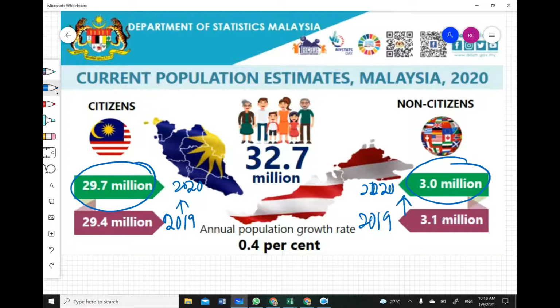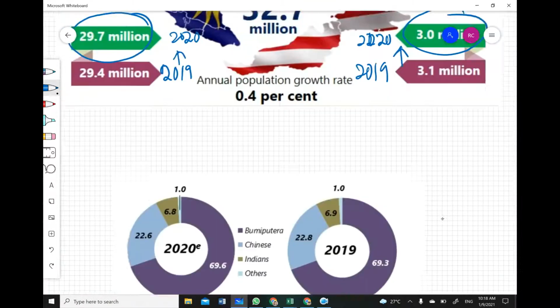Who are the non-citizens, do you know or not? Any idea? For example, the workers that you can see in West Malaysia, there are a lot. For example, the Bangladesh workers, and then those from the Philippines, and a lot from our neighbor countries. Okay, Indonesia also we have.